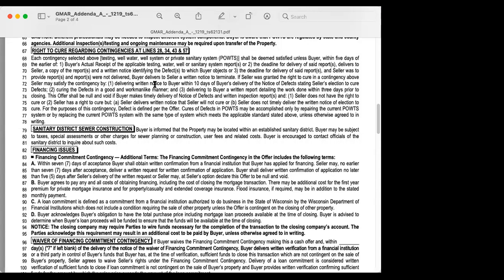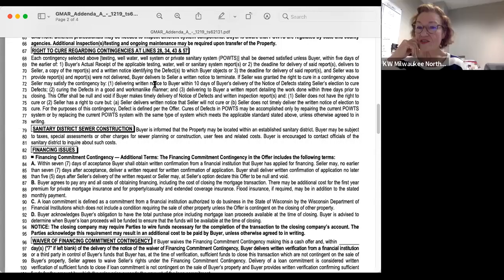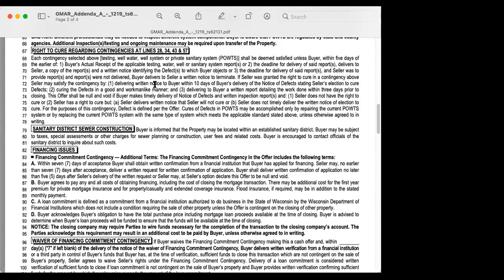And then, just like in the inspection contingency, the seller has however many days that they put in there under each contingency to elect a cure, or to say they're not going to cure, or if they say nothing, the deal is dead. But a notice is only signed by one party. Got it.